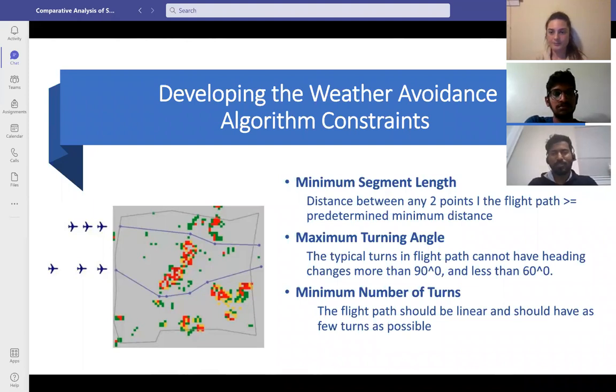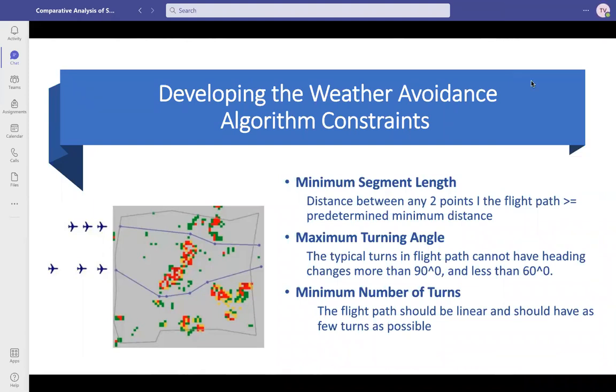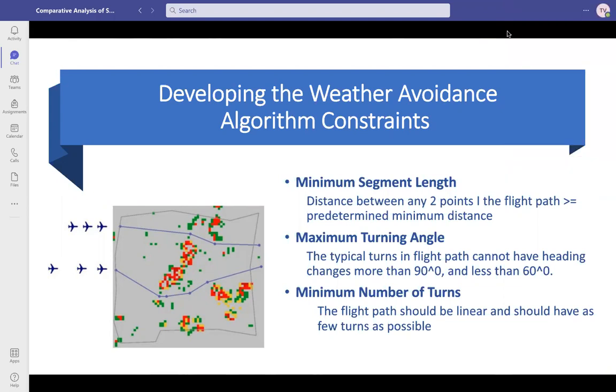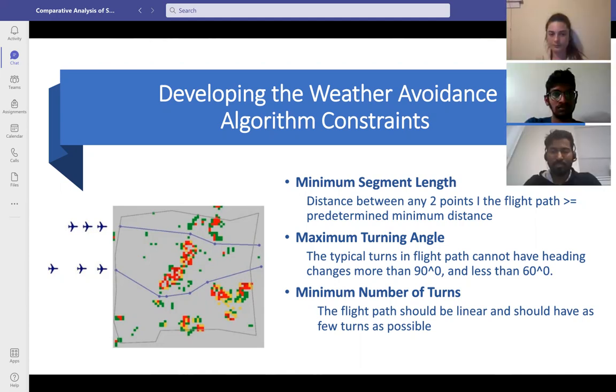So now we understand how these algorithms work. Now we'll discuss how they measure the paths and the nodes, and what will be the distance from point A to point B. Here we can see how they calculate the constraints. Basically, they look at the segment length first. It should be a minimum distance between any two points in the flight path, a predetermined minimum distance.